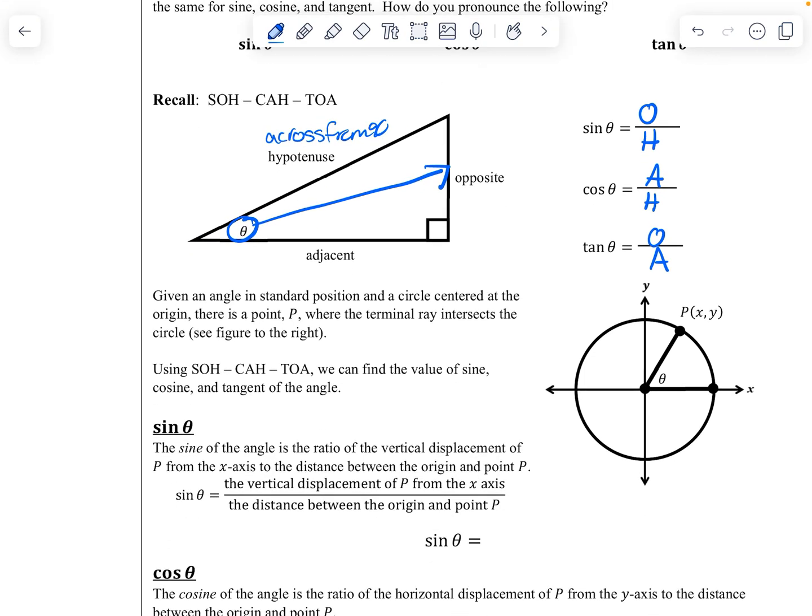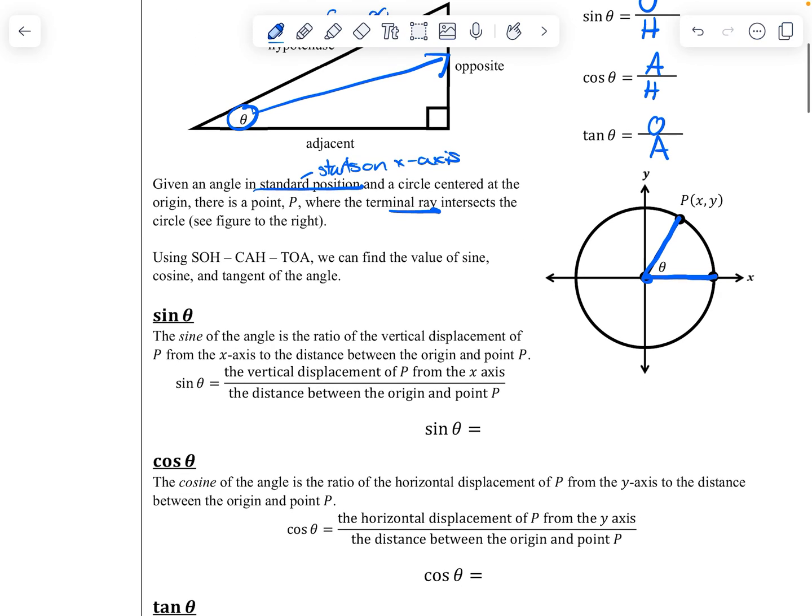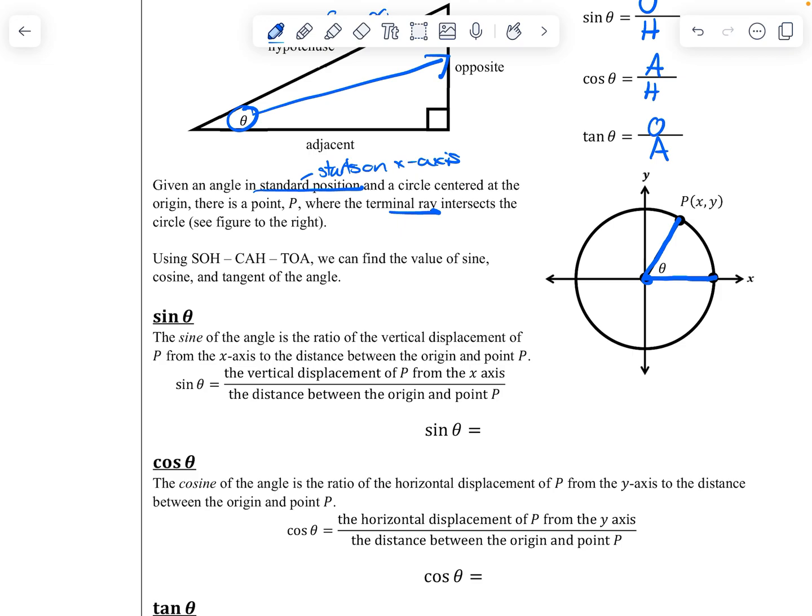So given an angle in standard position, which means it starts on the x-axis, and a circle centered at the origin, there's point P. If we see this here, here is our start, and this is what is called the terminal ray. It intersects the circle at the right. So using SOHCAHTOA, we're going to find the sine, cosine, and tangent values.